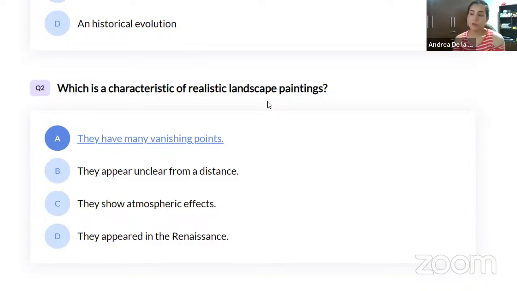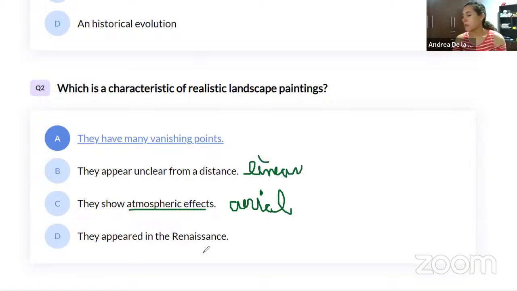Okay, but the professor also talks about other topics as well, right? I think atmospheric effects is related to what? To aerial perspective, right? Unclear from a distance is related to linear perspective. And appearing in the Renaissance is related to the history of perspective in art, right? So if you guys can remember, and vanishing points is just vanishing points, right?